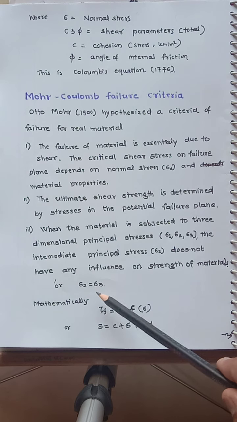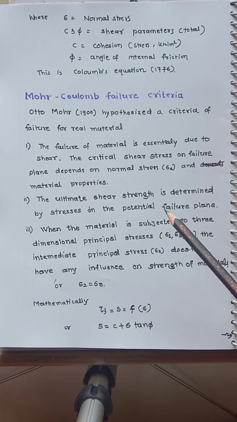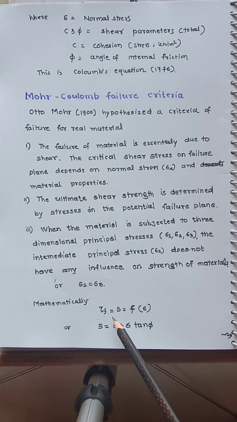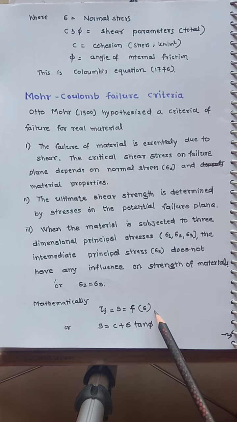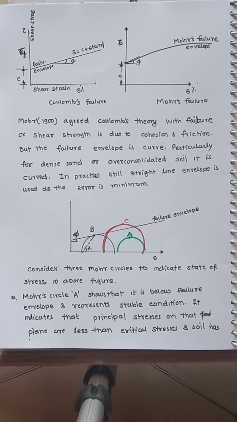Okay, so this is written here: sigma 2, the intermediate principal stress, is equal to the minor principal stress. Mathematically, the shear strength is a function of the normal stress, and the equation can be c plus sigma tan phi, or sigma tan phi, depending upon the type of soil.